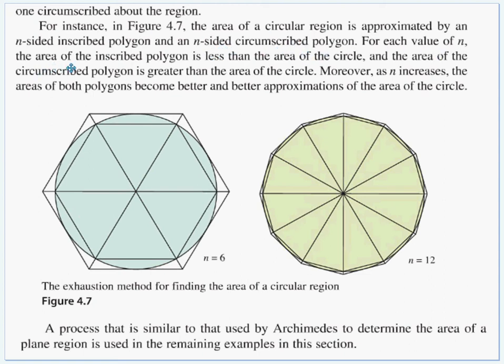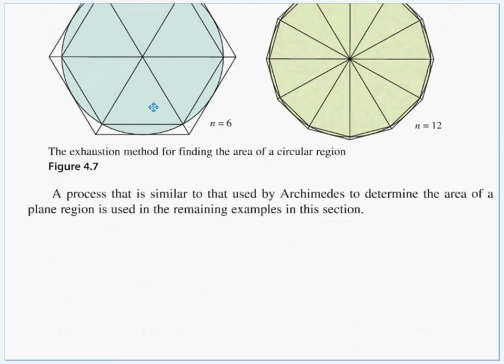For each value of n, the area of the inscribed polygon is less than that of the circle, and the area of the circumscribed polygon is greater than that of the circle. Moreover, as we slice it into more and more chunks, more and more sides to our polygon, the area of both polygons becomes better and better for the approximations of the area of a circle.